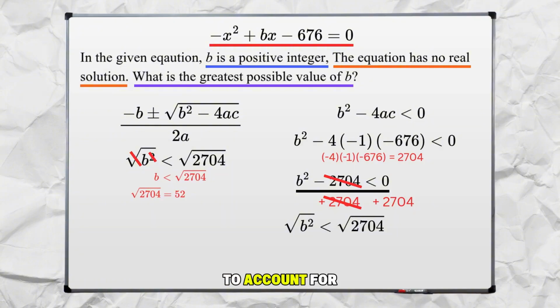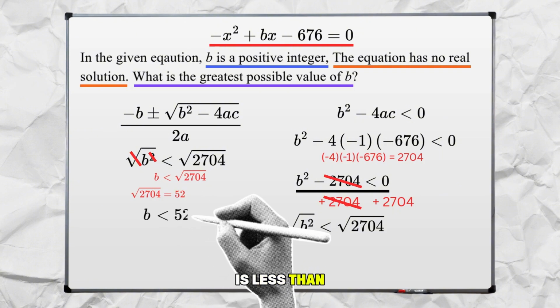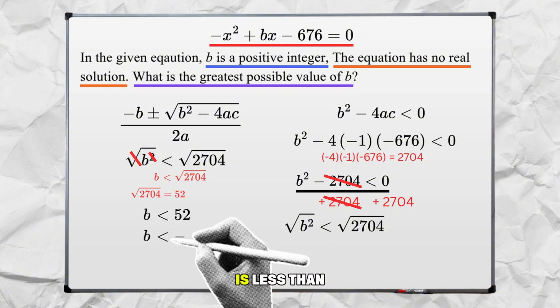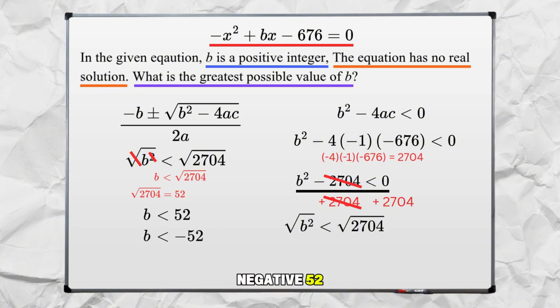However, we have to account for the fact that the square root of 2,704 is both positive and negative when we're solving for a variable. Upon accounting for both possibilities, we'll get b is less than positive 52, and b is less than negative 52. Now, how do we solve it from here? How do we know which one to choose?